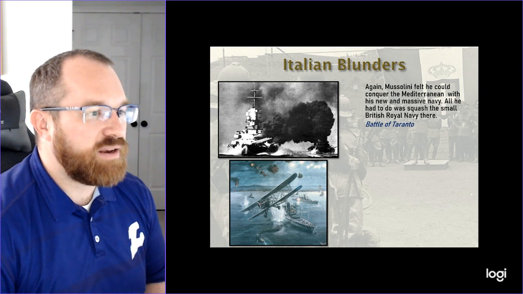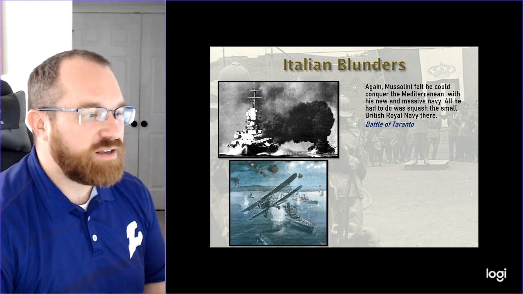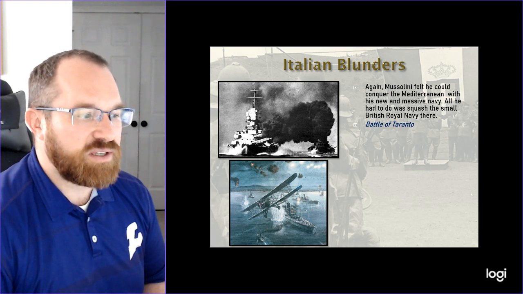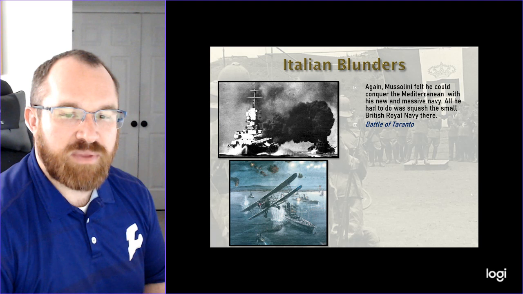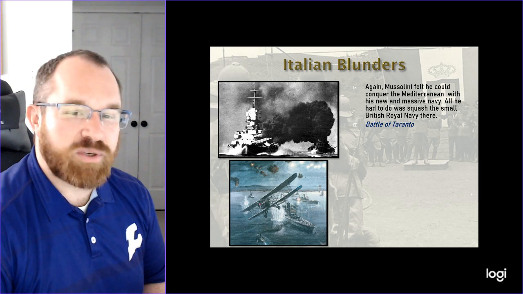So the British know this, and they're like, okay, we've got to neutralize that. So they essentially ambush the Italian navy with airplanes, mostly off their main aircraft carrier in the region, and they do so much damage to the Italian navy.